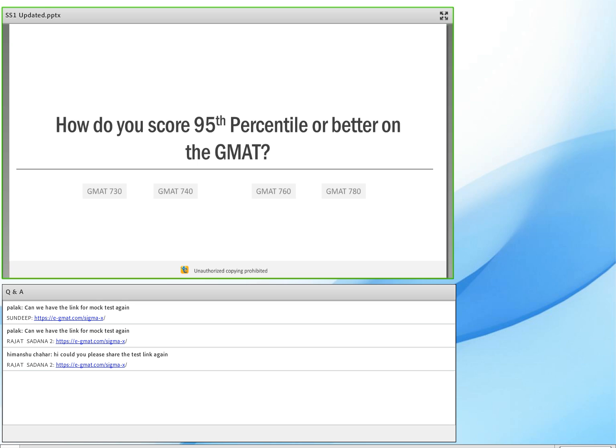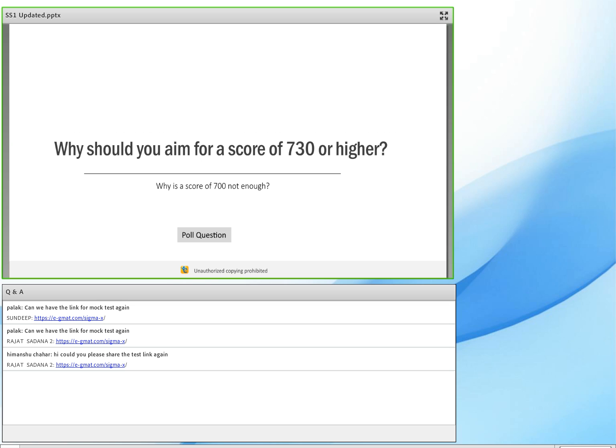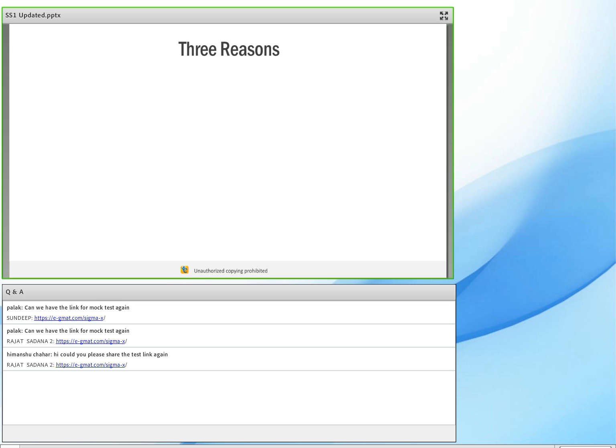So let's talk about why you should score 95th percentile or better on the GMAT. The reason I want to talk about this is that even though about half of this class is aiming for a score of 730 or higher, as you start studying and hit that 680, 690, your brain is going to tell you to give up. Why? Because after that, studying starts to become hard, or for people who don't study the right way, improvement starts to become hard.